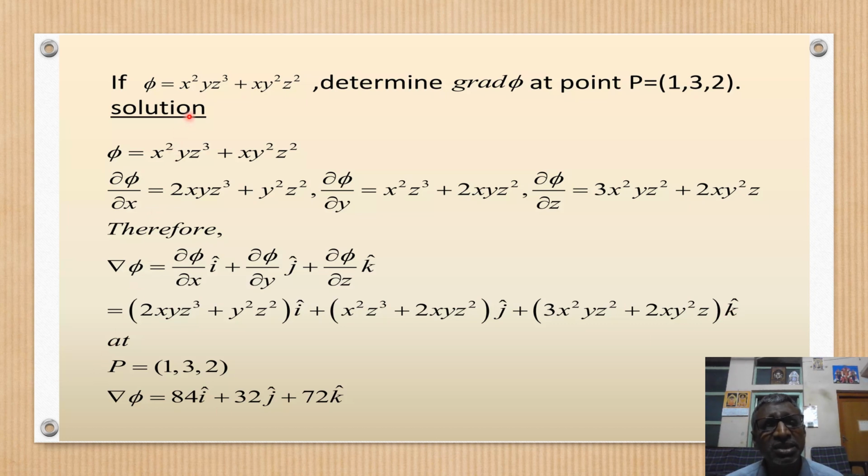Now we have to calculate what is the gradient at the point (1, 3, 2). So for x you substitute 1, for y you substitute 3, and for z you substitute 2. We will get what is called del φ at this point. Therefore, by substituting in 2xyz³ + y²z², we are going to get 84, and in this you substitute the values for x, y, z, I am going to get 32, and the last one I am going to get 72. Therefore, the gradient of the given function at the point (1, 3, 2) is 84i + 32j + 72k.